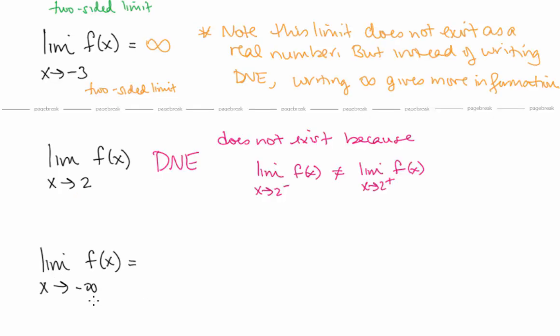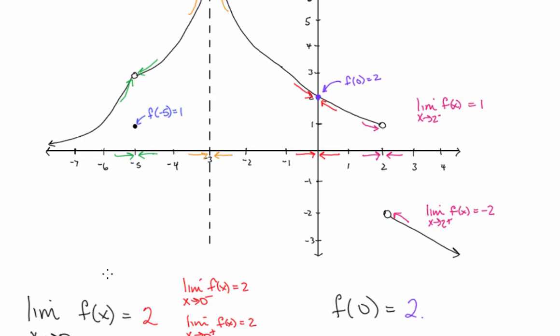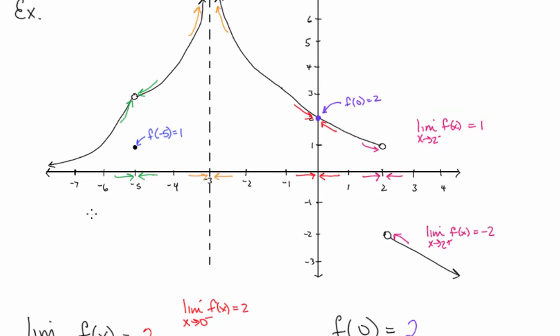Now let's take a look at what we have here. The limit as x goes towards negative infinity of f of x. As x goes towards negative infinity, we're talking about out here. This is x going towards negative infinity. What's happening to the corresponding y values? They're approaching 0.